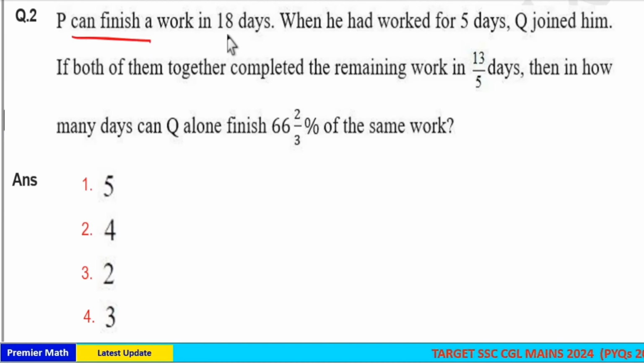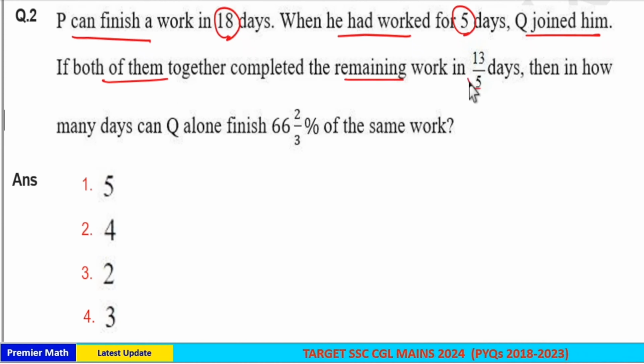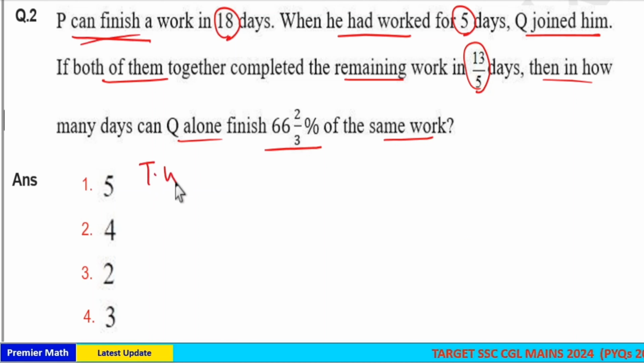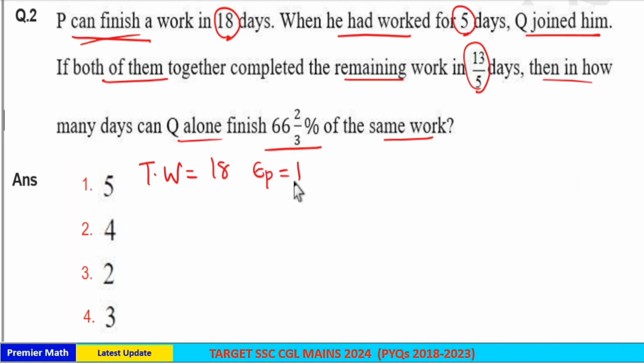P can finish a work in 18 days. When he had worked for 5 days, Q joined him. If both of them together completed the remaining work in 13 by 5 days, then in how many days can Q alone finish 66 and 2 by 3% of the same work? Here P can finish a work in 18 days means consider total work as 18 units. That is, total work is a multiple of 18. So consider it as 18 units. Now, this 18 units completed in 18 days means efficiency of P here is 1 unit.